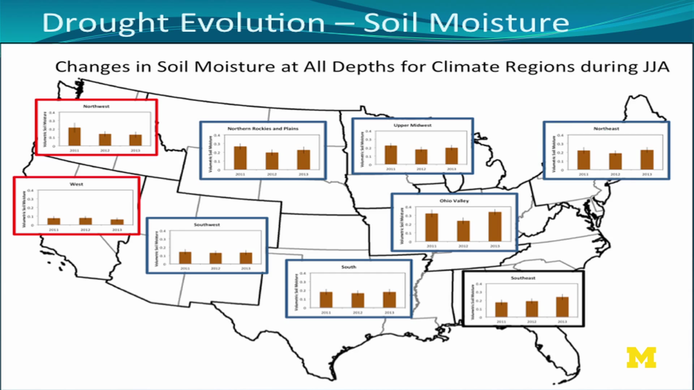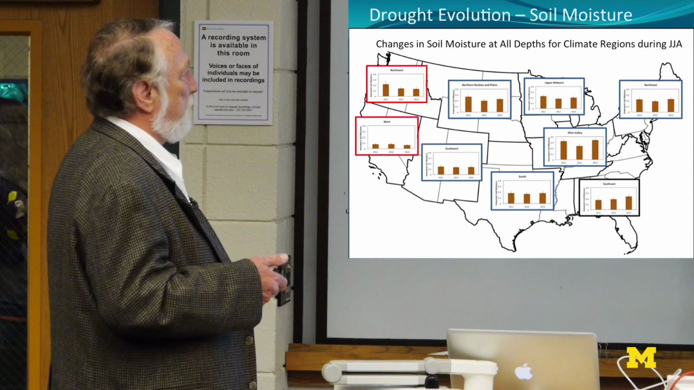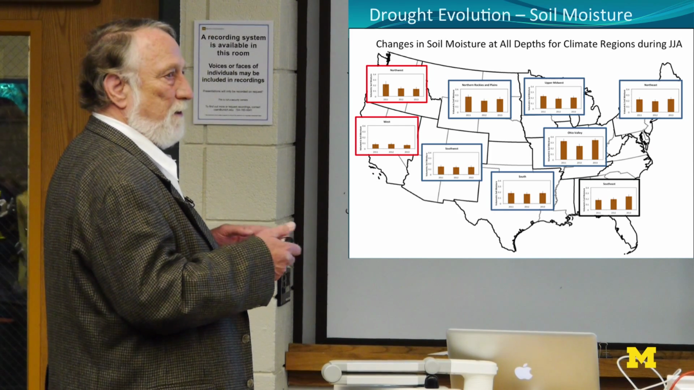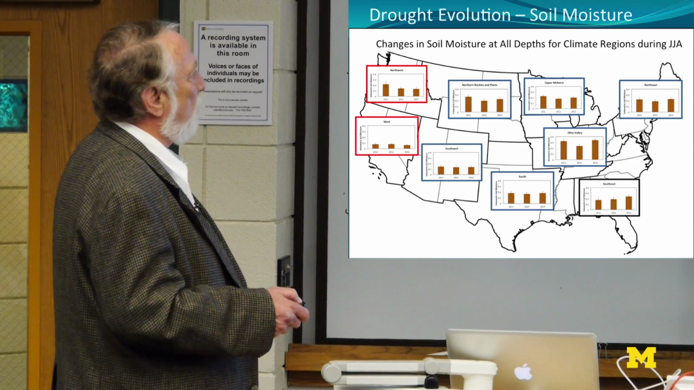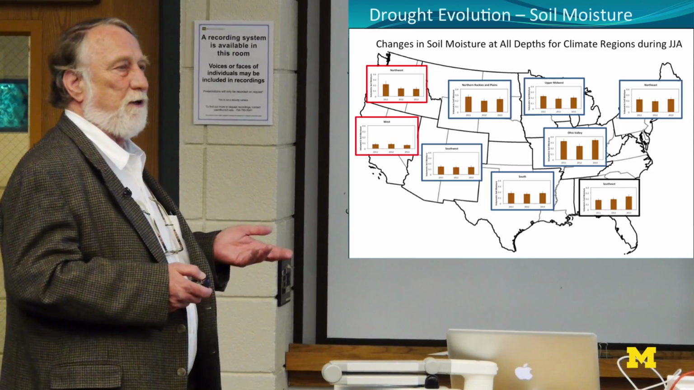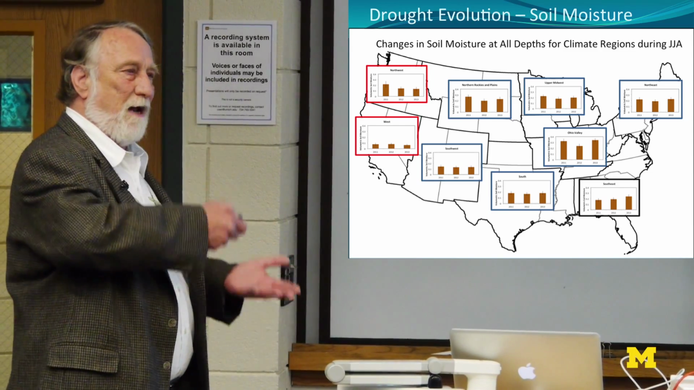Just to give you an idea, since we don't have a long data set, we can't talk about trends, but we can talk about changes. So this is June, July, and August. 2011 examples have changed from 2010 to 2011. But you can note that this is overall depth. So the depths are from 5 centimeters to 100 centimeters, and we just sort of average those together.